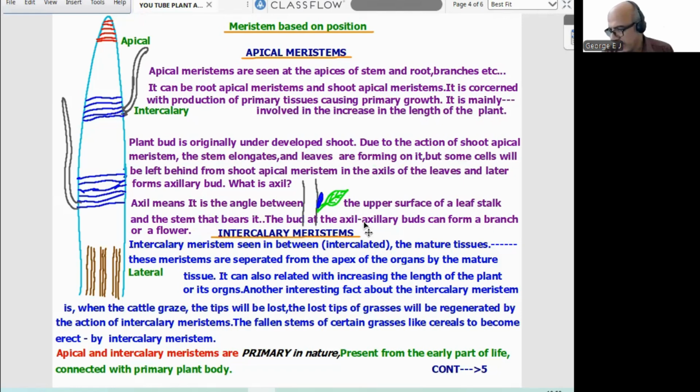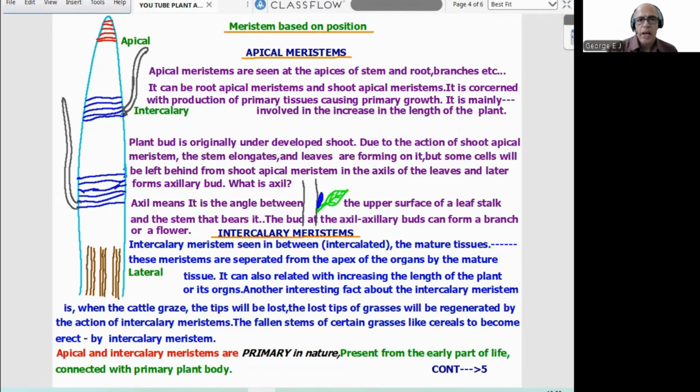Next, what is meant by the term axil? Everything I mentioned there, so it will be easy for you. Axil means the angle between the upper surface of the leaf stalk and the stem that bears it. Suppose this is the stem and this is the leaf. So this point is the axil. I think the idea is clear. A bud at the axil, here this is the bud, is called an axillary bud, and can form a branch or a flower later. So I think the idea is clear how that bud has been formed in the axil, that gap, and what is the fate of it.